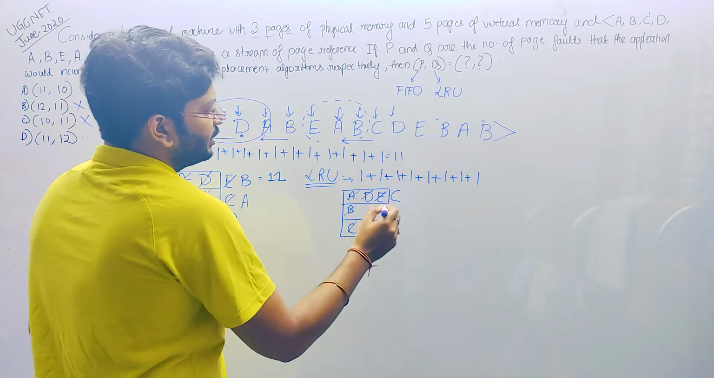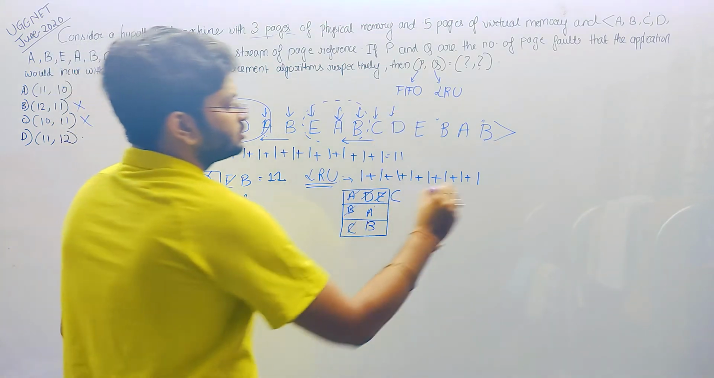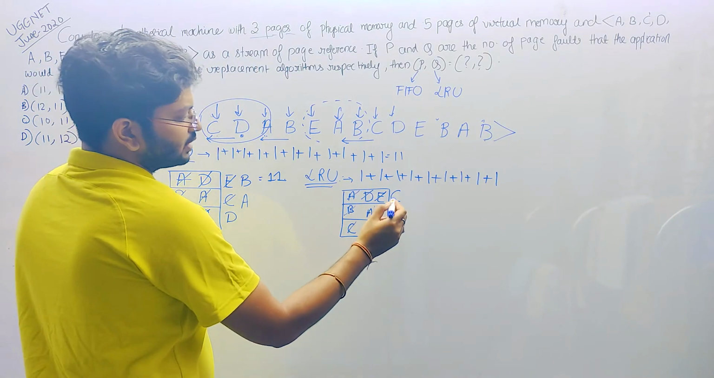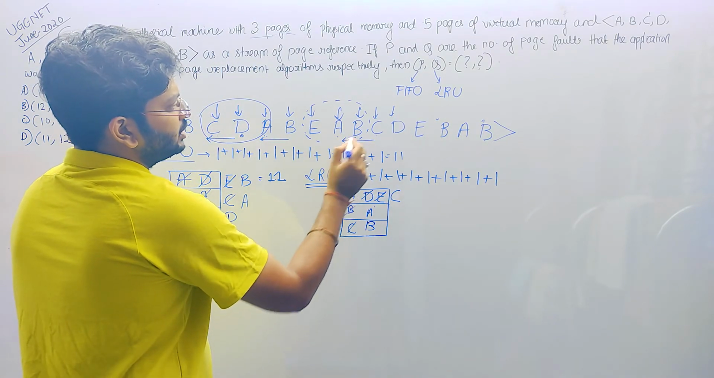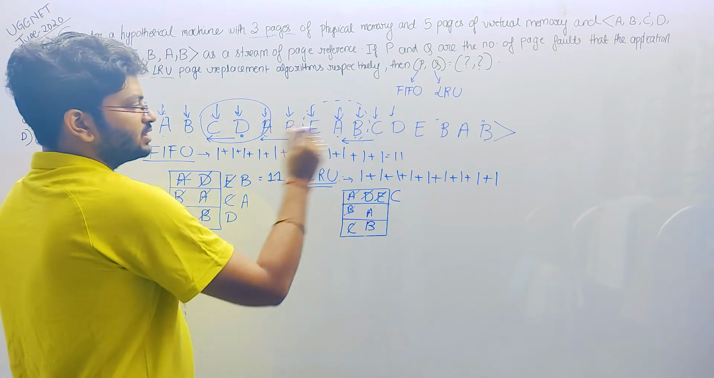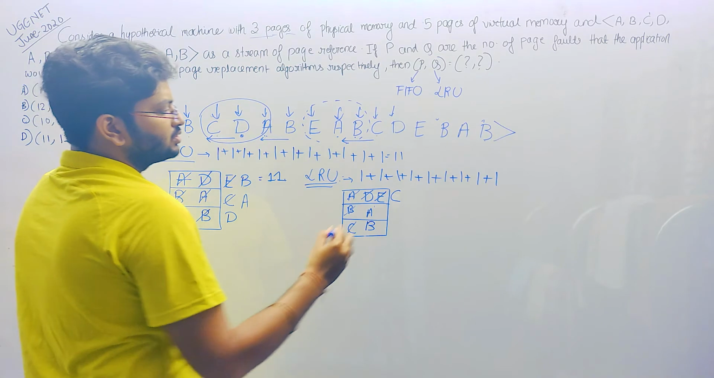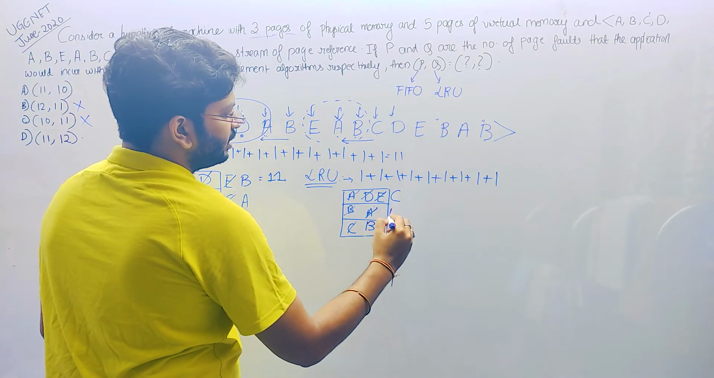Next comes D. D is also not present in the table, so one page fault for D. Now I have to check from C, A, B. Which one is the farthest? A is the farthest. Looking left side into the past, from these three the farthest one is A. So striking out A, and I put D here.